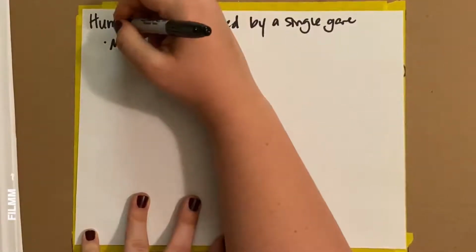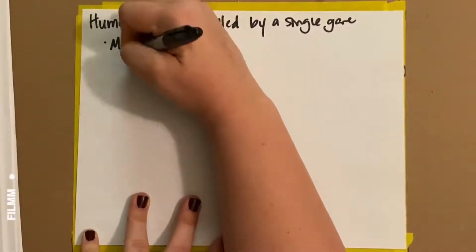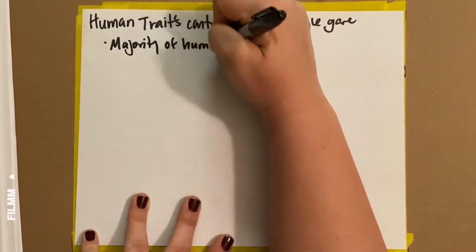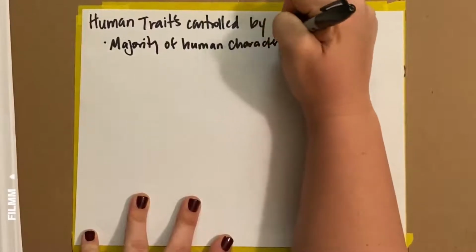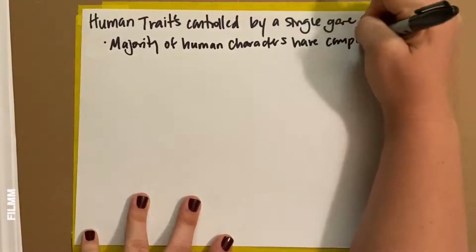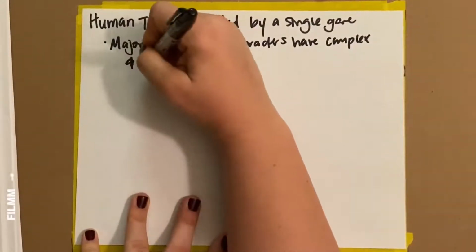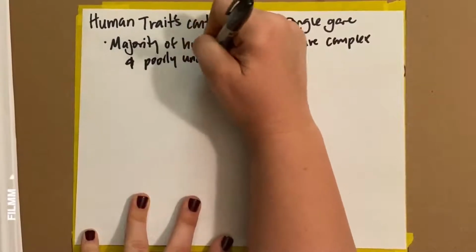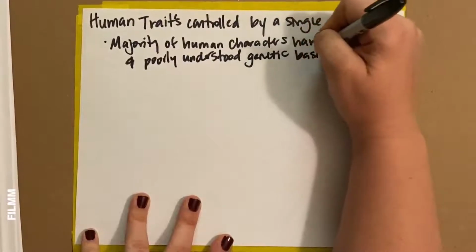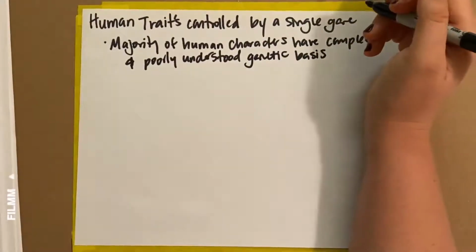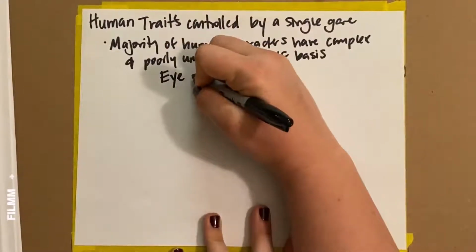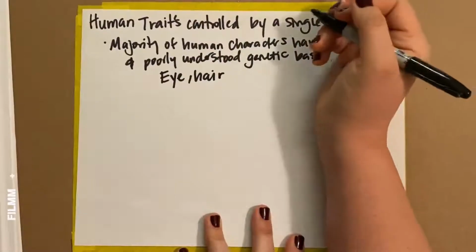Okay, so I'm going to say that the majority of human characters have a complex and poorly understood genetic basis. Okay, so lots of genetics we don't know much about. For example, we really don't know a lot about eye color or hair color. Those are really complex.